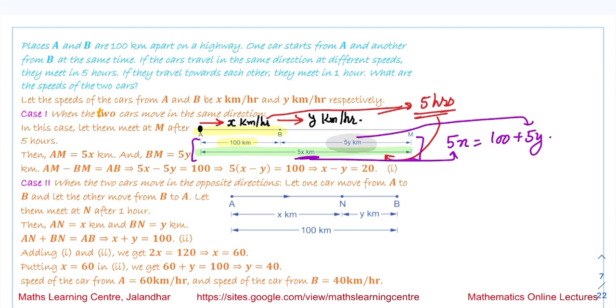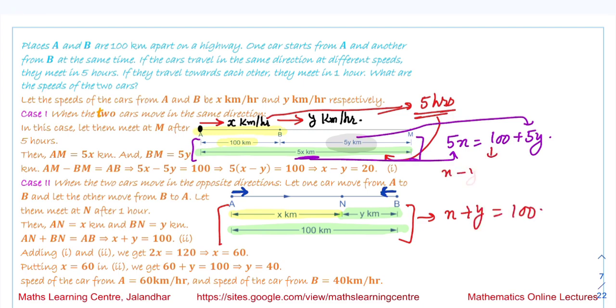The second thing that is given to us is that if they travel towards each other, they meet in 1 hour. They travel towards each other means from A the car has started in this direction, from B the car has started in this direction. They are moving towards each other. Again their speeds are x and y. These speeds are fixed. They are meeting in 1 hour, which means car A has traveled x kilometers, car B has traveled y kilometers, and the total distance is 100 kilometers. So from this situation we have x plus y is equal to 100.